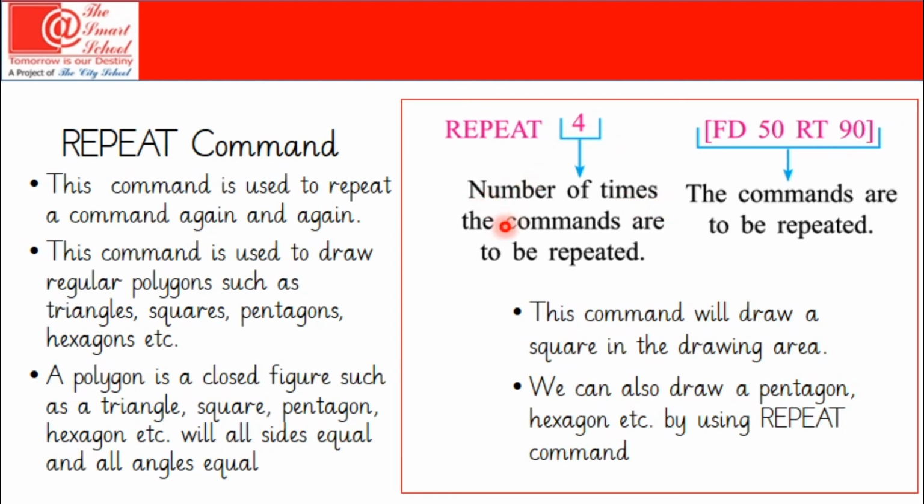Number of times the commands are to be repeated. Here it is 4. FD50 RT90, it will repeat 50 times forward 4 times, and it will turn the turtle 90 degrees to the right 4 times. This command is used to draw a regular polygon such as triangle, square, pentagon, hexagon, etc. But again, we have used only one command with repeat 4 times command, and it will perform the same action as if typing the same command again and again.